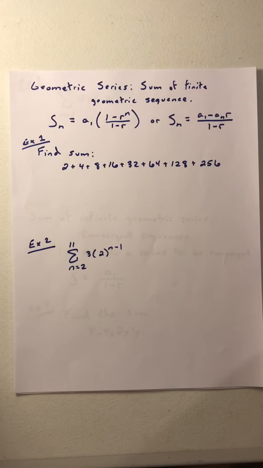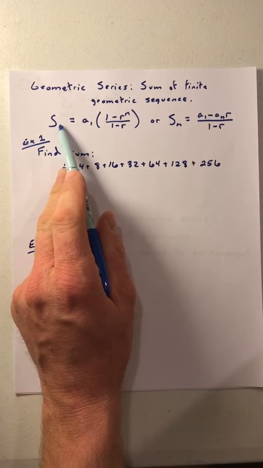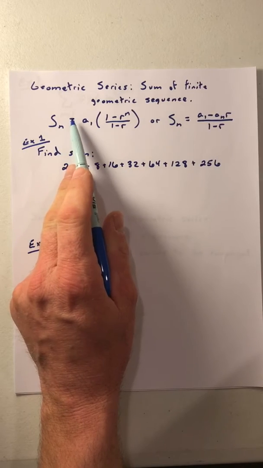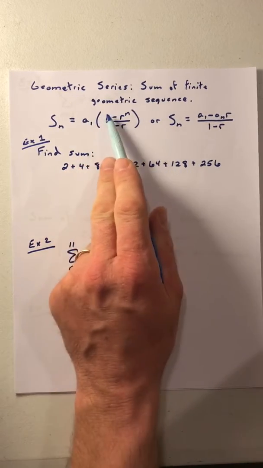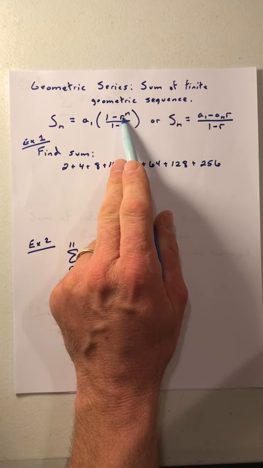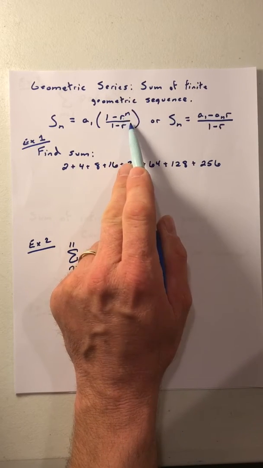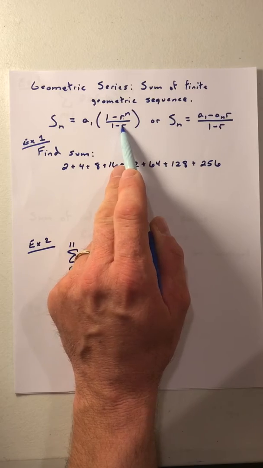A geometric series, we're going to look at the sum of a finite series. And remember, finite is a set number, so it doesn't go on forever. We have two formulas that we're going to work with. The summation of any number of terms of a geometric series is equal to the first term times 1 minus our common ratio to the nth power divided by 1 minus r.